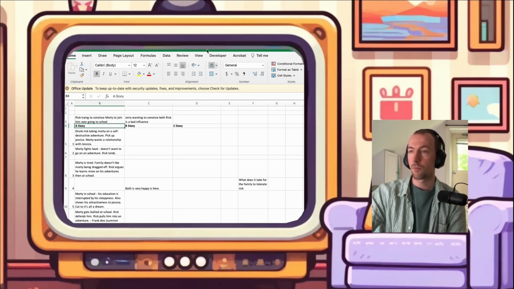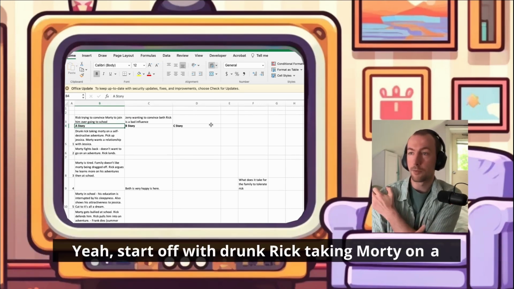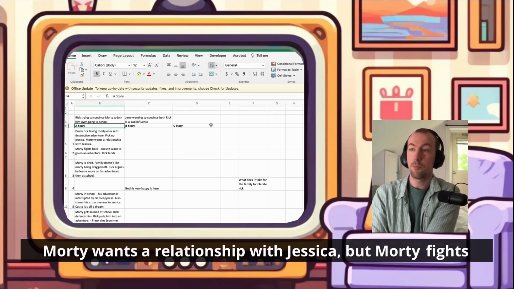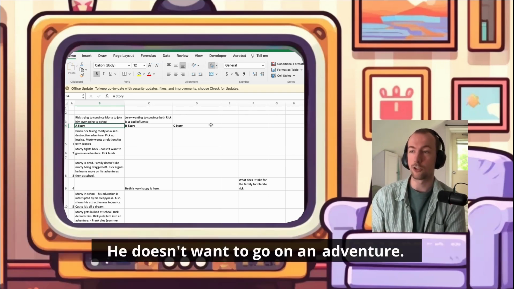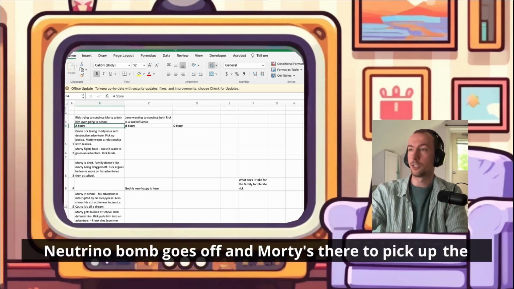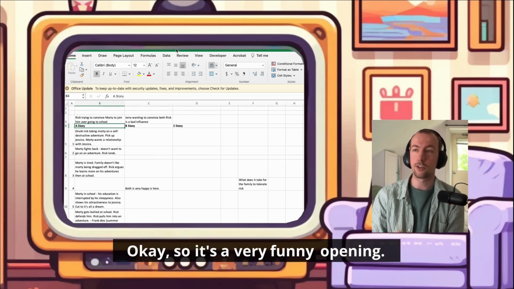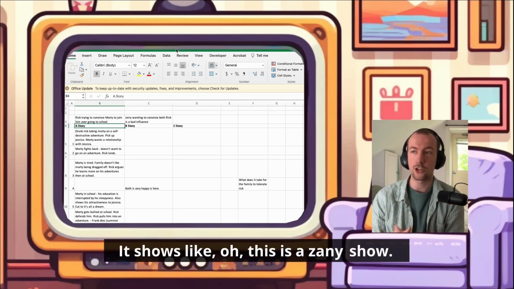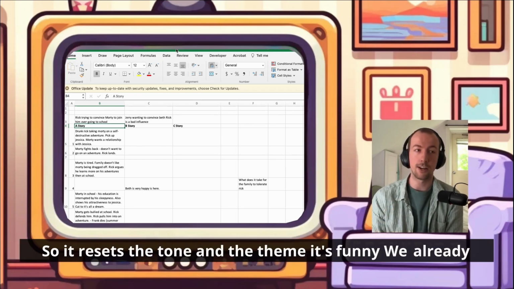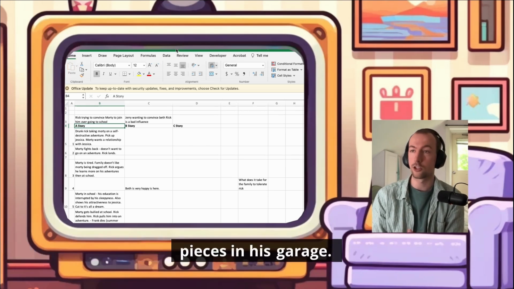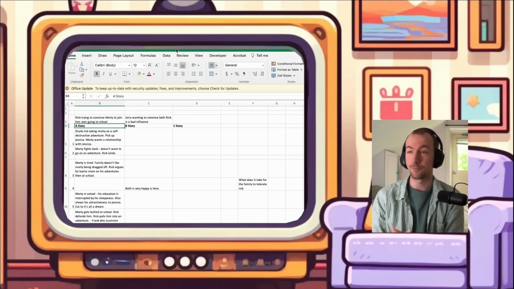It starts off with drunk Rick taking Morty on a self-destructive adventure. He picks up Jessica. Morty wants a relationship with Jessica, but Morty fights back. He doesn't want to go on an adventure. Rick lands. A neutrino bomb goes off. And Morty's there to pick up the pieces. Okay, so it's a very funny opening. It shows the UFO, right? It shows, oh, this is a zany show. So it sets up the tone and the theme. It's funny. We already know that Rick's a genius because he built this UFO out of pieces in his garage. And Morty's just a victim, basically.